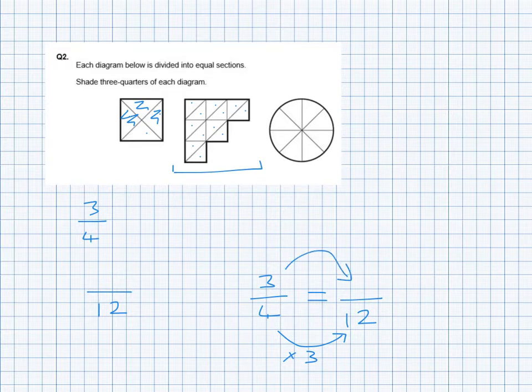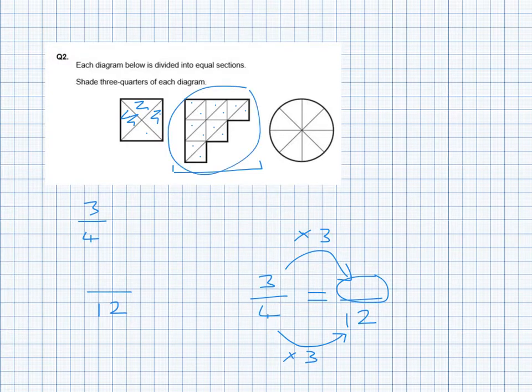So in this, my pieces have got 3 times smaller. So my top, I need to have 3 times as many of them. So times the top by 3, that will give me my answer there. And then I shade that many pieces in.